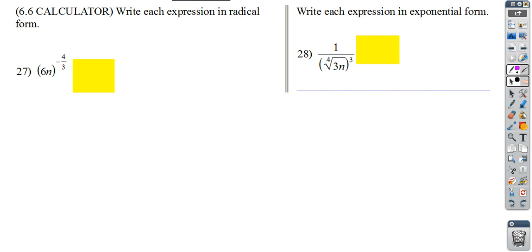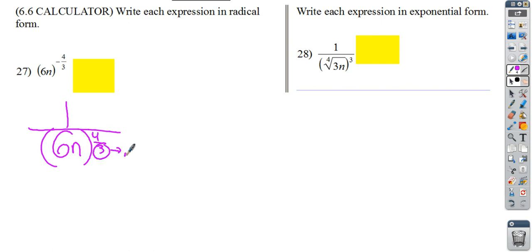Alright, so section 6.6 is on something called rational exponents. That means exponents are like fractions. And basically the pattern here is this. First of all, the negative exponent always means flip it and make it positive. So we're going to flip this to the bottom of a fraction and make that exponent positive.